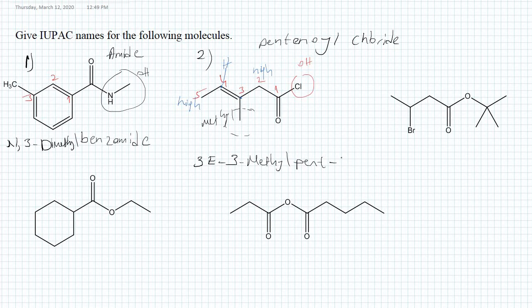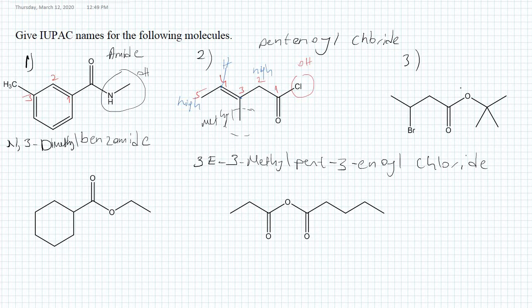Pent, I will say 3 because that's the location of the double bond, then the suffix for the functional group, oyl chloride. You have to put a space between oyl and chloride. So that's the naming of the second molecule. Let's move to the third molecule.